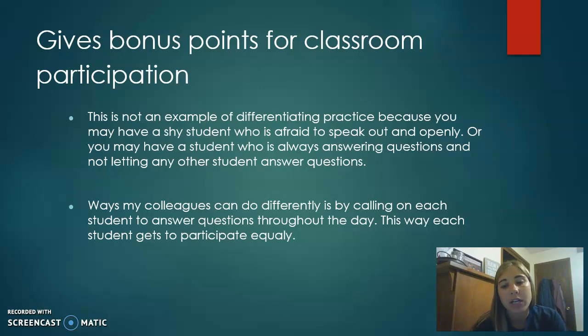A way I said my colleagues can do differently is by calling on each student to answer the questions throughout the day. This way each student can participate equally. And one way you can do this, which I see all the time, is by writing every student's name on a stick and then drawing sticks for each question. Once a student answers, you put their stick aside, and they can no longer answer a question for that day. So that is one way you can do differently, by making sure everybody participates in the classroom equally.